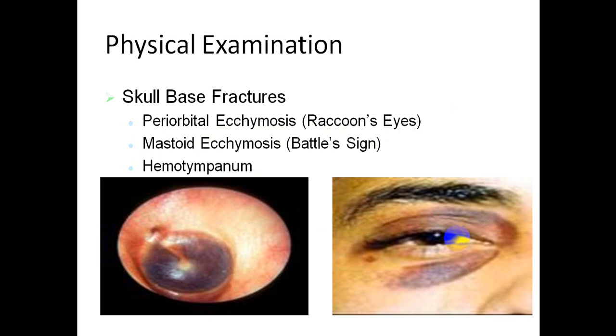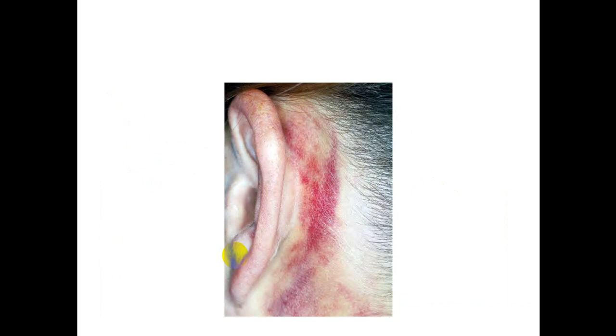The signs of skull base fractures are periorbital ecchymosis, raccoon's eye, تشبه عيون حيوان الراكون, the mastoid ecchymosis, Battle's sign, and hemotympanum, which is bleeding within the tympanic cavity, and this is a blue drum, which indicates hemotympanum. And this is Battle's sign, ecchymosis over the mastoid process.